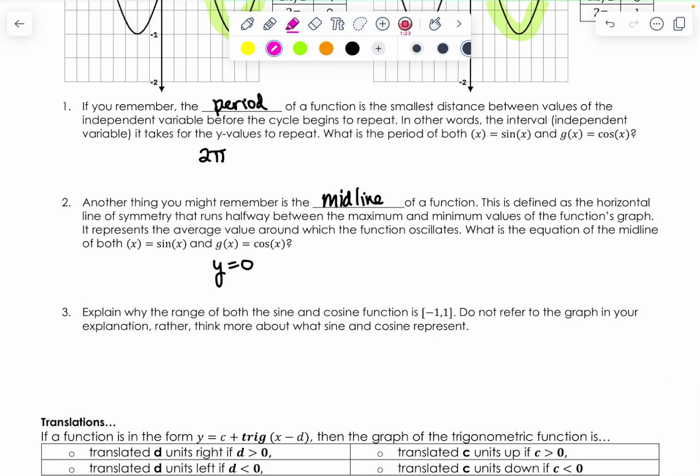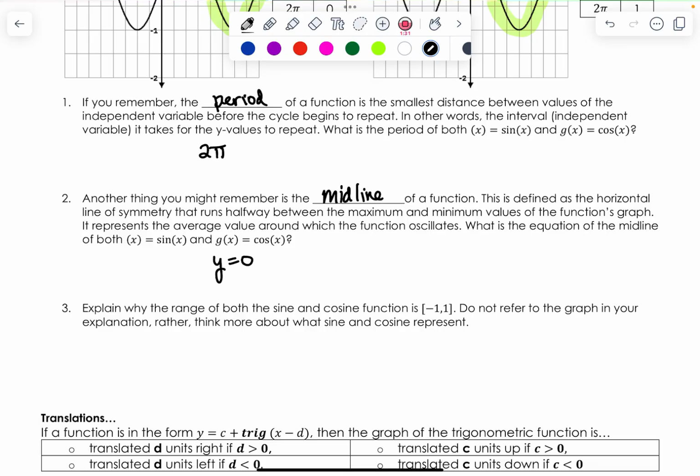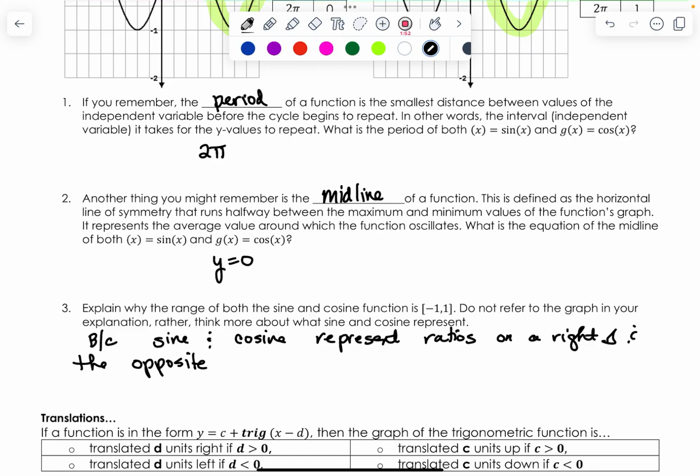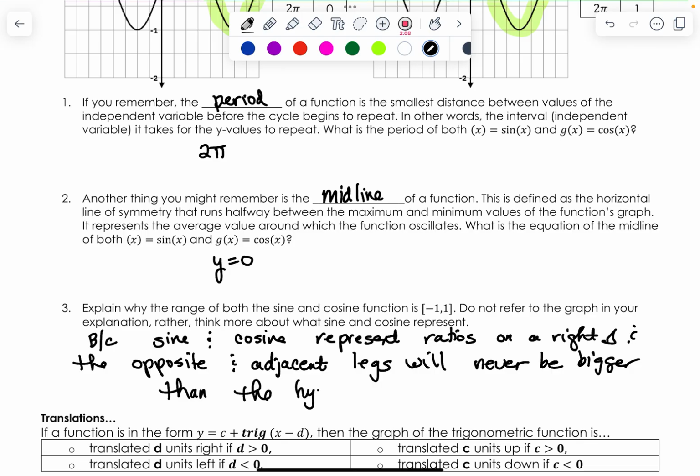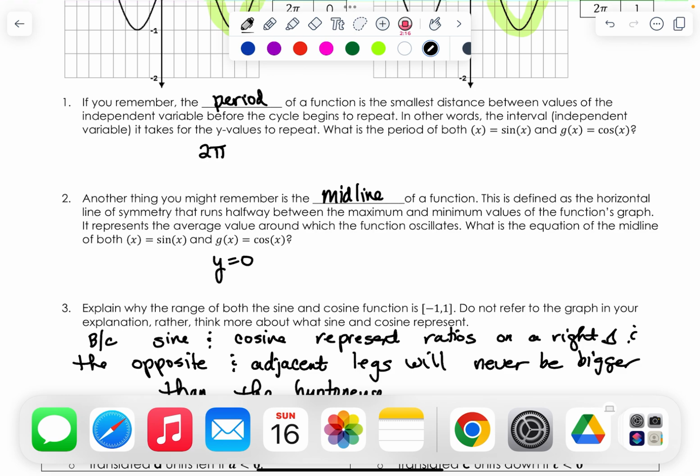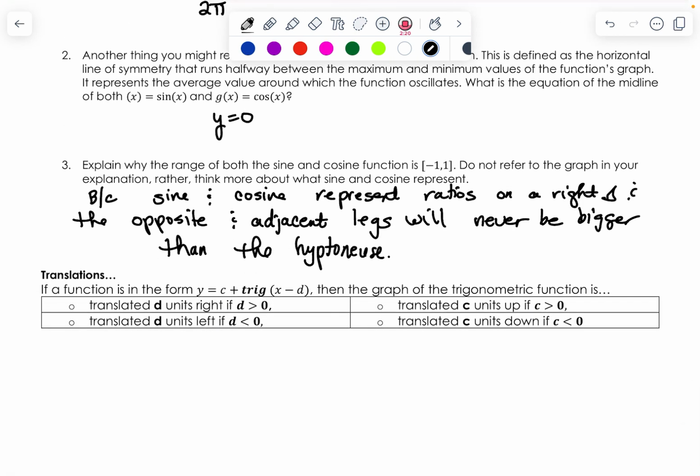Explain why the range of both the sine and cosine is -1 to 1. Let's think of it like this. Because sine and cosine represent ratios on a right triangle, the opposite and adjacent legs will never be bigger than the hypotenuse. So if you put a smaller number over a larger number, it'll never be greater than 1 or smaller than -1.